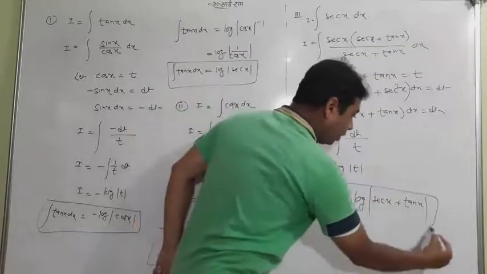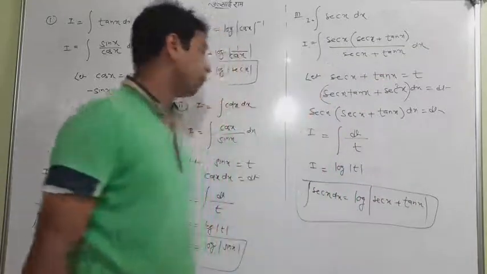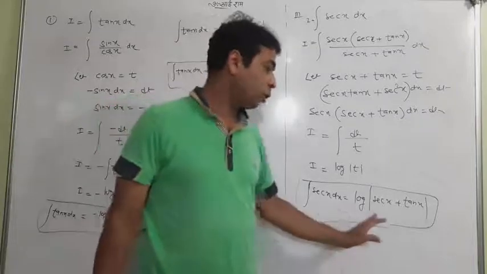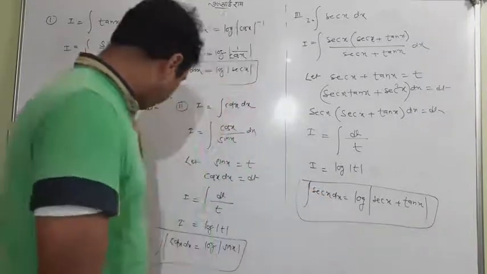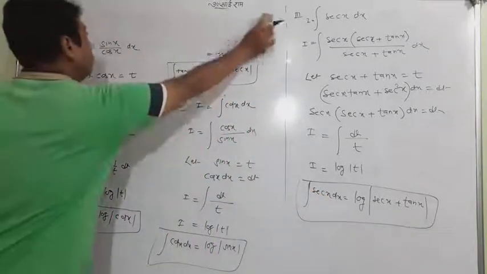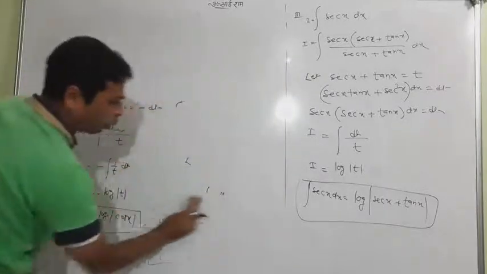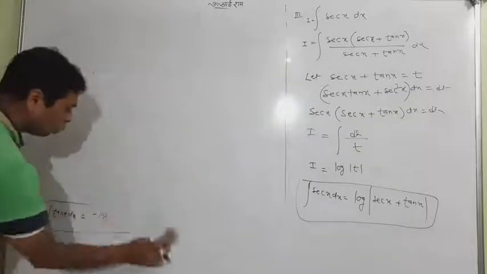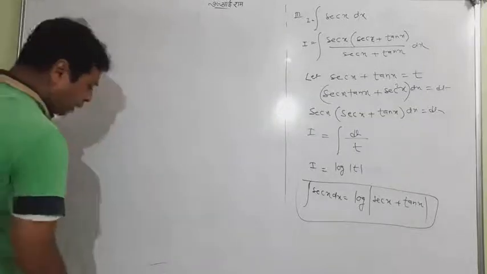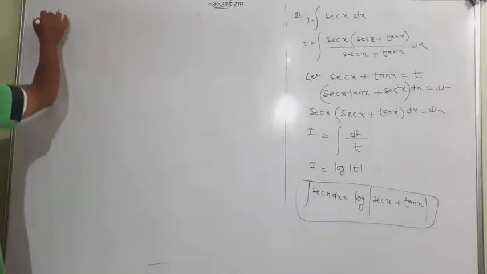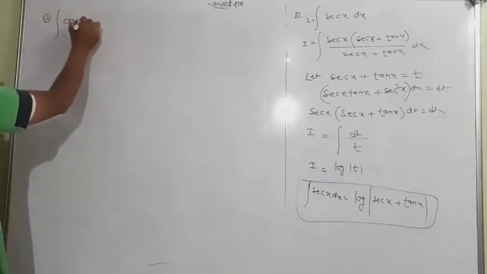Now you can read this formula again as a very important formula: sec x has the integration log sec x plus tan x. Okay student, so keep it in mind. Actually we had one more formula of sec x, but I'm not telling you. This is the only important formula which will come often, so we only use this formula. Okay. Now the last formula, the fourth one, is cosec x.